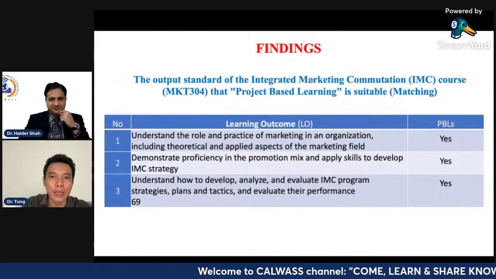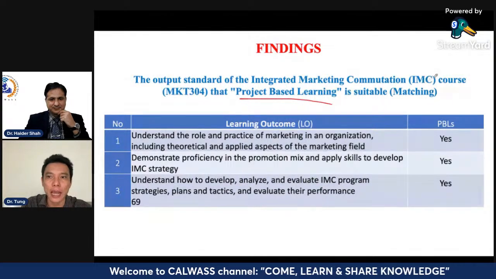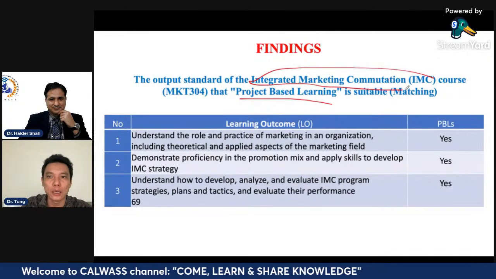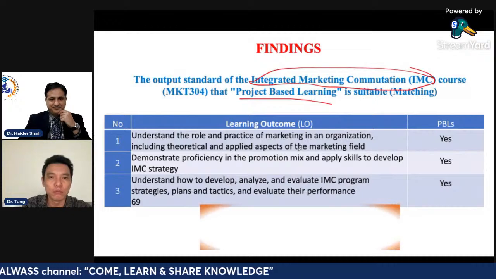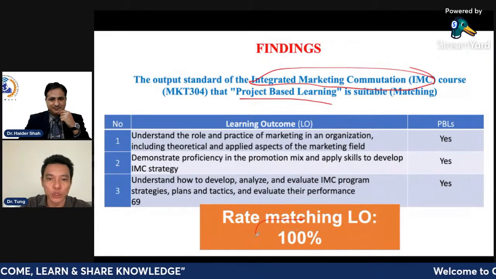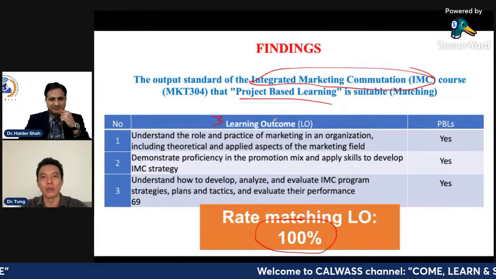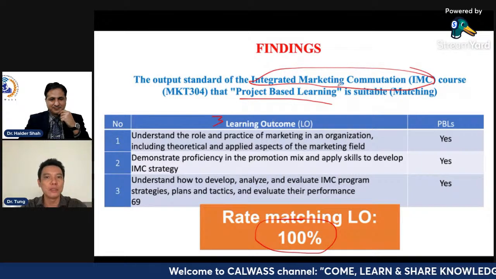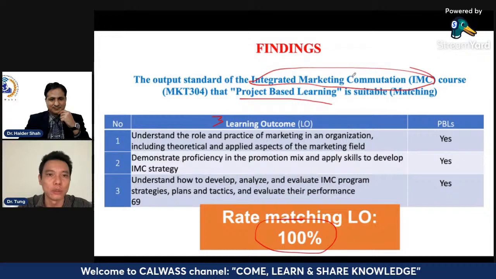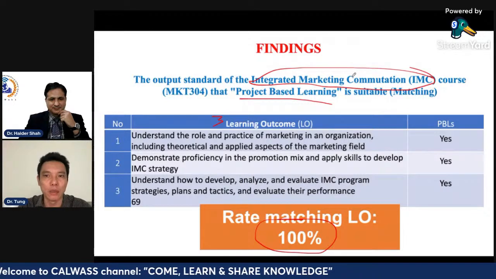The last unit I apply project-based learning is the IMC, Integrated Marketing Communication. So by doing this, the matching learning outcome will be 100%. It means that I can match 3 learning outcomes of the unit, integrated marketing communication, by using project-based learning.